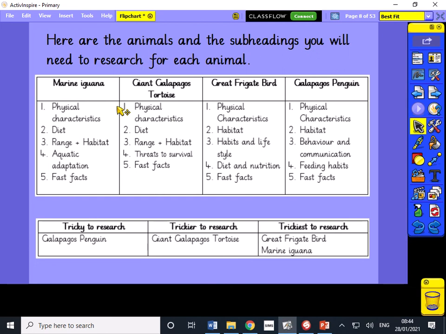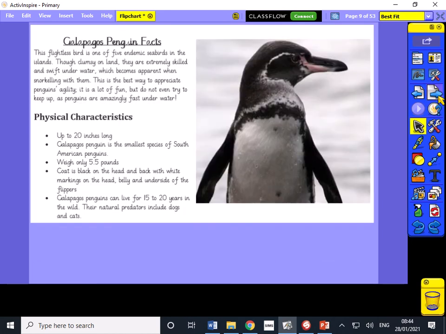Now, if you, of course, don't want to research the Galapagos penguin, you can research one of the other four. Here, I've written for you each of the subheadings you will need to take notes under, like I'm going to do next. Now, the easiest to research is the penguin. The trickiest to research are the iguana and the frigate bird, because they have some weird things. And then a middle of the ground one is the tortoise.